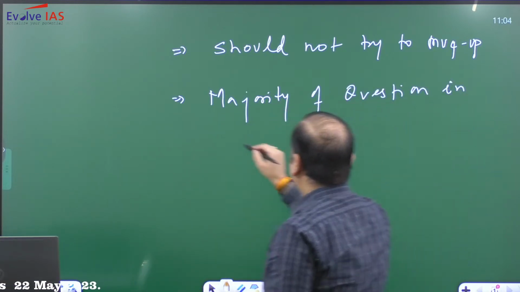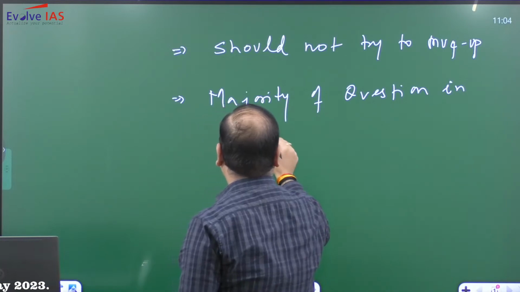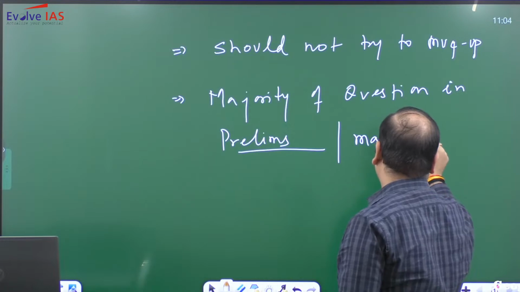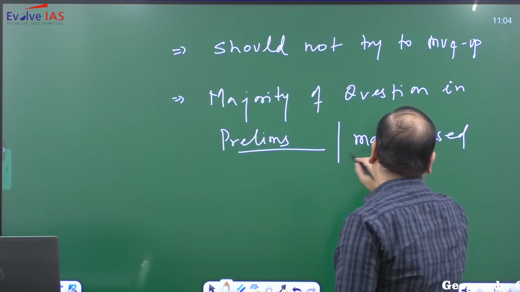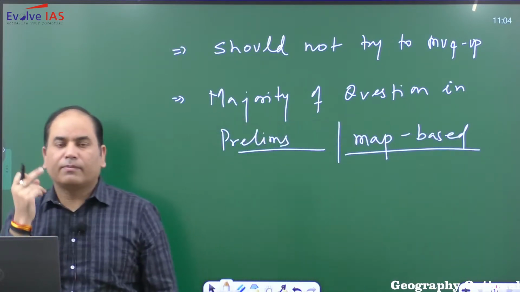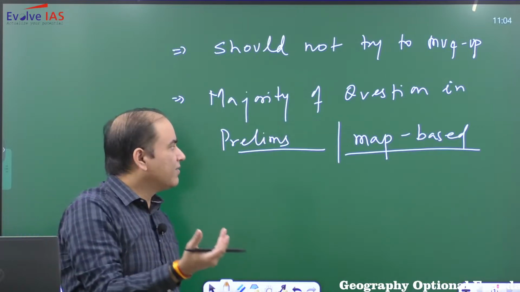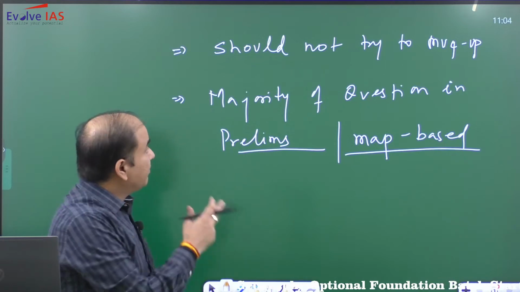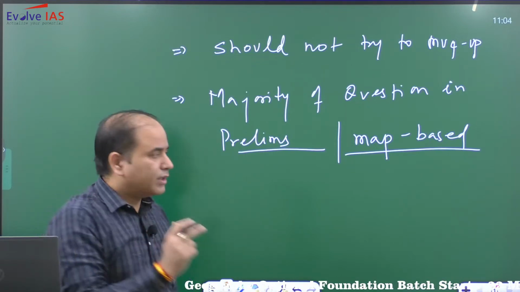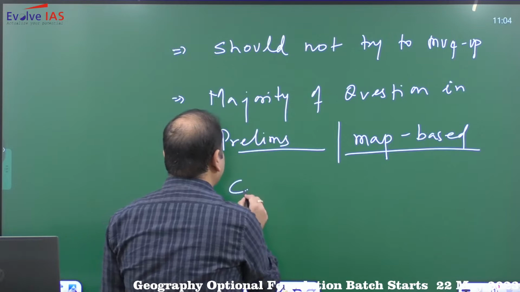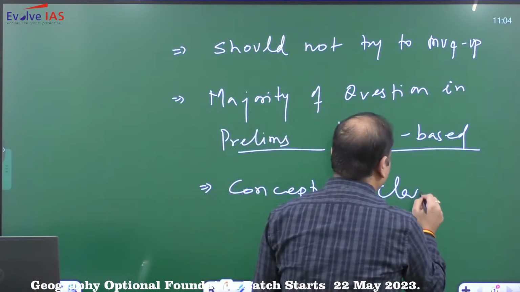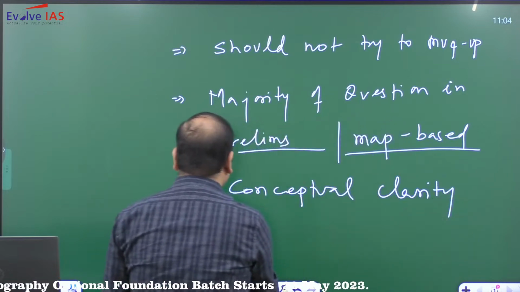The second point: you need to be very clear that the majority of questions in prelims will be map based. By first look or first appearance you will find that the questions are map based, so it seems I just need to mug up, but I have made it very clear you should not mug up. Try to have conceptual clarity and then practice the map.